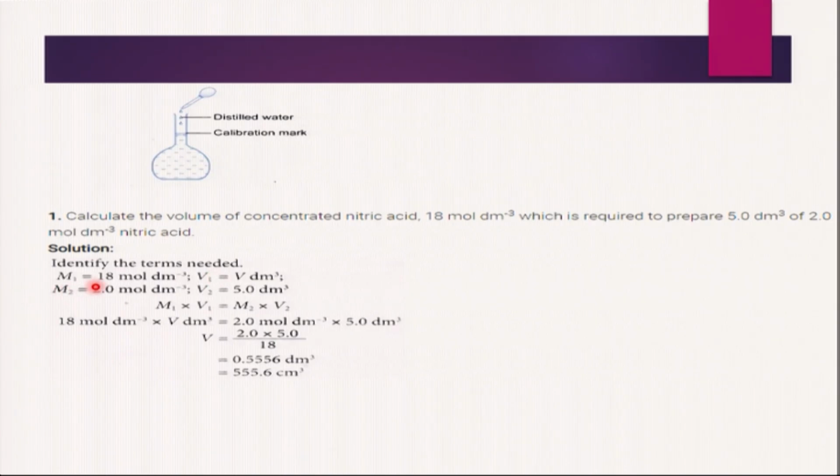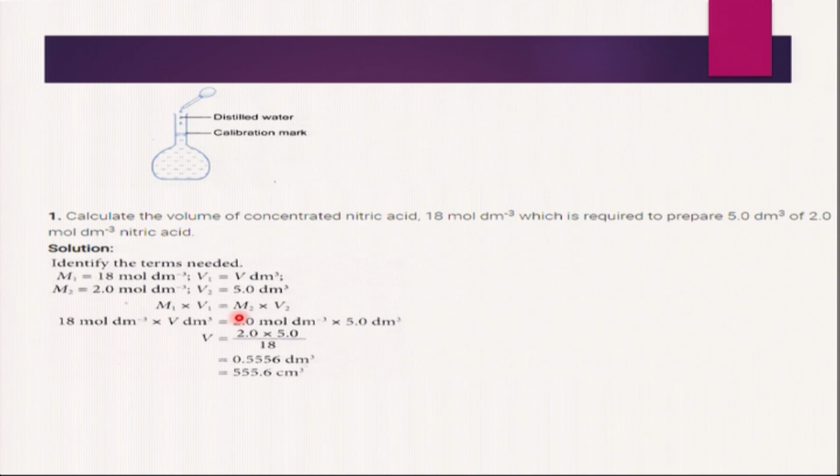You need M1. That is the concentration of the original solution, 18 moles per decimeter cubed. And the V1, because you're supposed to calculate the volume, so you don't know the volume. You need M2, so you reduce it from 18 to 2. This is M2, 2.0 mole per decimeter cubed. V2, you are preparing 5 liters. 5 decimeter cubed is equivalent to 5 liters.